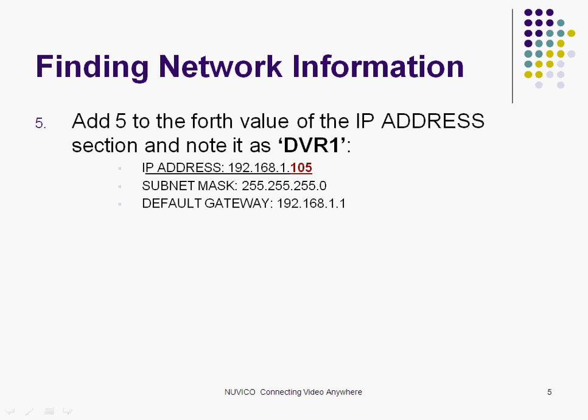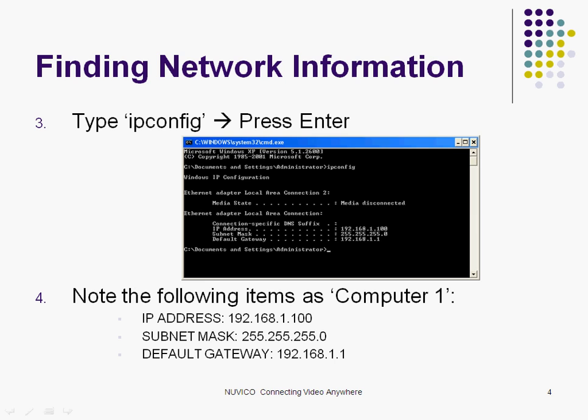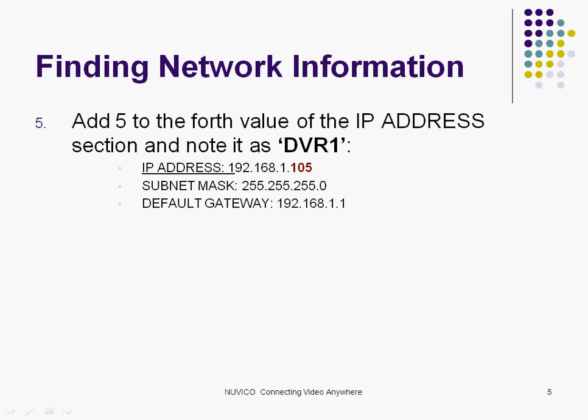Once you have this information written down on a piece of paper, take the original IP address and add 5 to the last section of the number. So from 100, you add 5, so we are making 105. On the same piece of paper, write this number down and mark it as DVR1. So on the piece of paper, you should have DVR1, IP address 192.168.1.105. The subnet mask and default gateway information should stay the same.